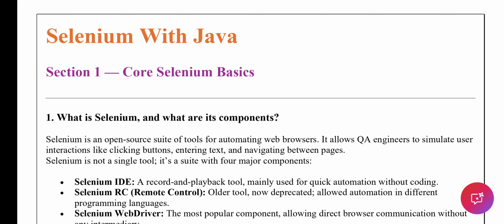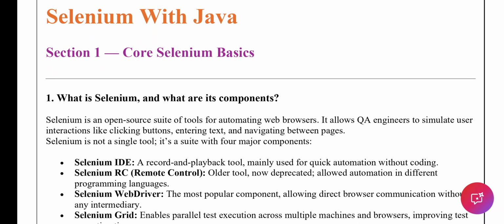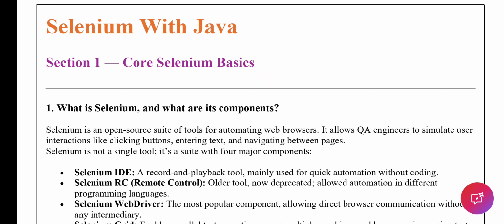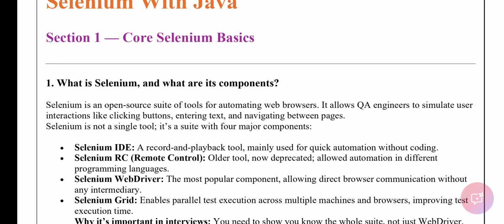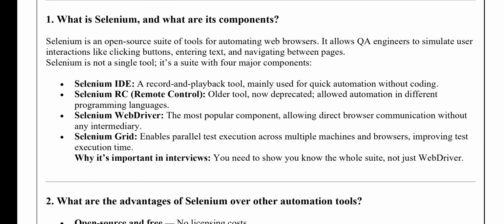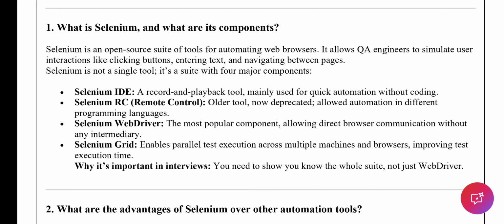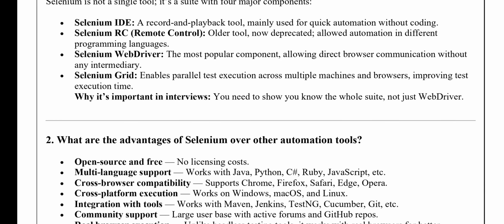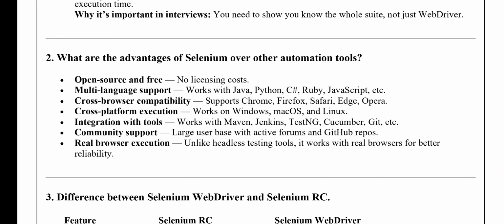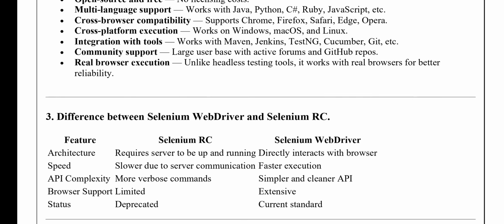Okay. Coming to the next module, we have spoken about Selenium with Java. So in section 1, we have discussed the core Selenium basics under the Selenium with Java module. The initial question will be something like, what is Selenium and what are its different components? What are the advantages of Selenium over other automation tools?